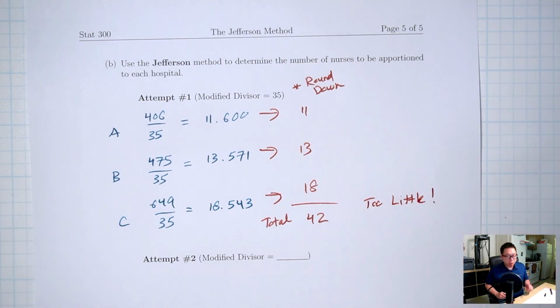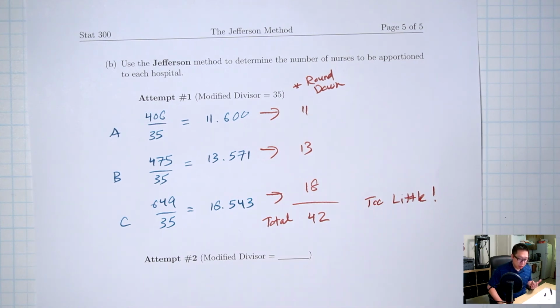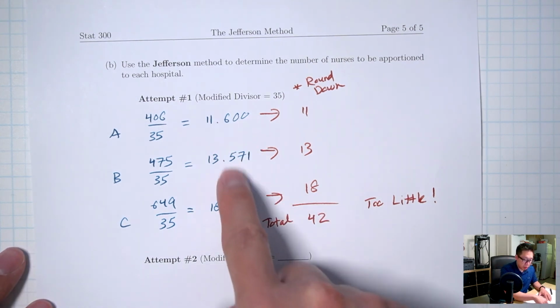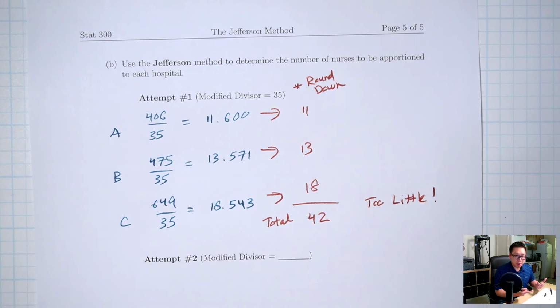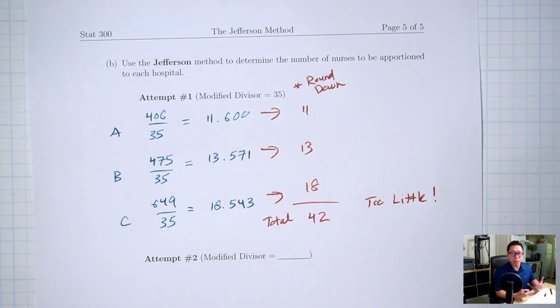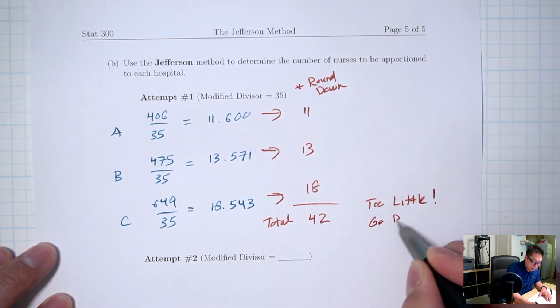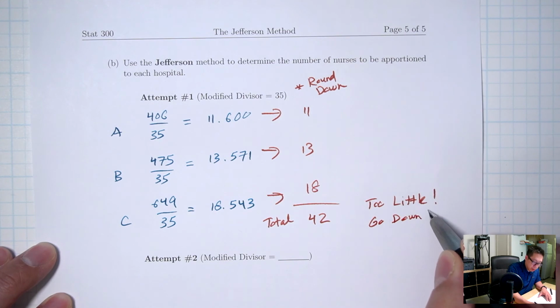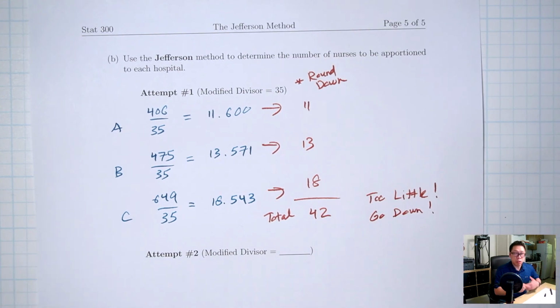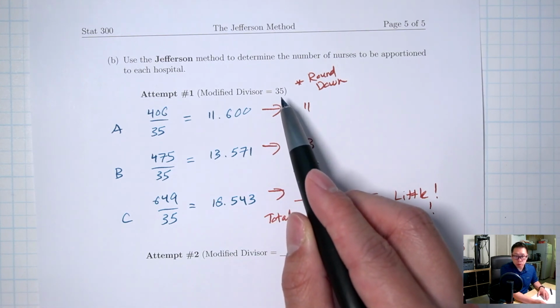And do you remember, if it's too little, do you go up or do you go down? If it's too little, we wanted these numbers to be bigger. To get a bigger number overall, you want to divide by a smaller number. So we actually want to go down. So too little, go down. If it's too much, go up. So the next guess we want to try is we want to go down from 35, which means we want to try 34.